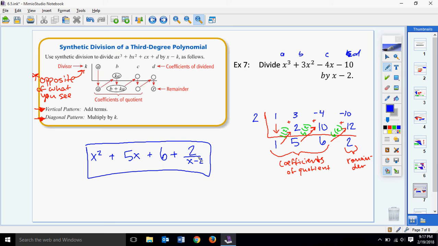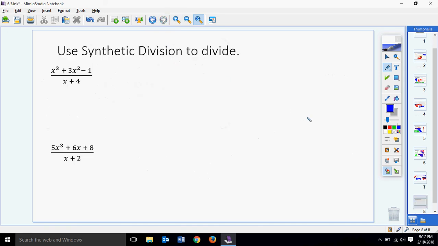So my coefficients go 1, 5, and 6, and they're all positive. Remember, I have my remainder over my divisor. Let's look at a couple more examples just to get the feel for this. I really think once you get a feel for synthetic division, it becomes pretty easy.